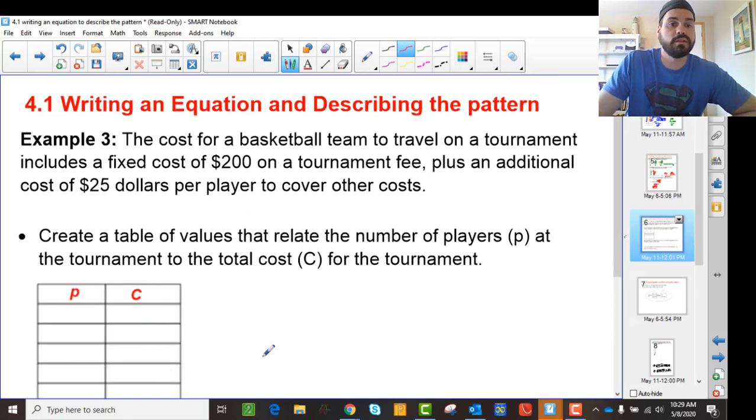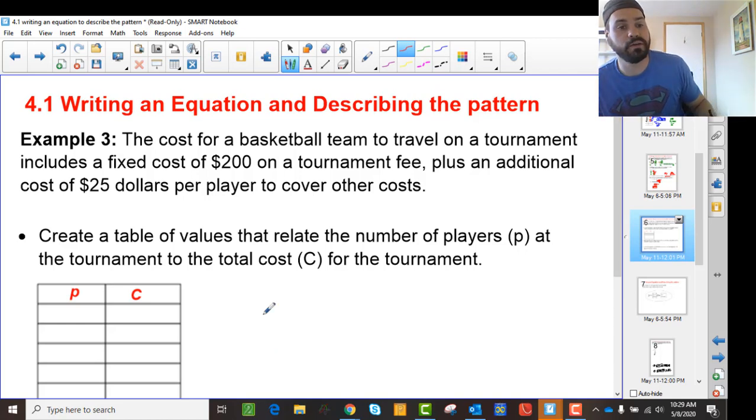All right. So let's look at another example. It says the cost for a basketball team to travel to a tournament includes a fixed cost of $200 on a tournament fee and then $25 a player to cover other costs. So we want to create a table of values. So here's what we're going to do. We're going to say if nobody comes, if there are no players, then obviously we would lose the tournament, but there's still that fixed cost of $200. So we're going to start, it's always $200 regardless.